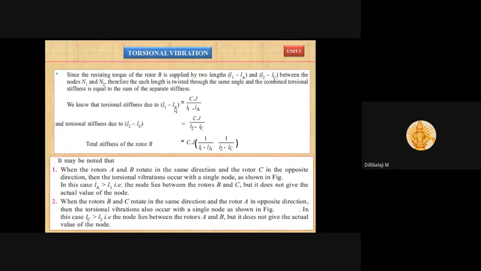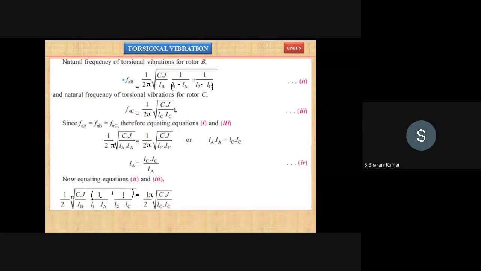Sir, not straight conveying, sir. Okay. Yeah, make a note of it.